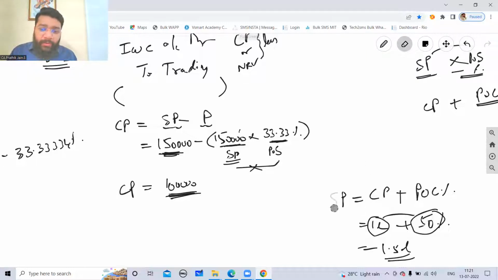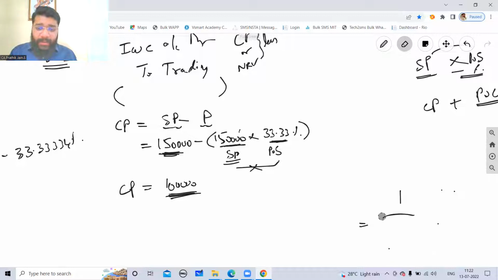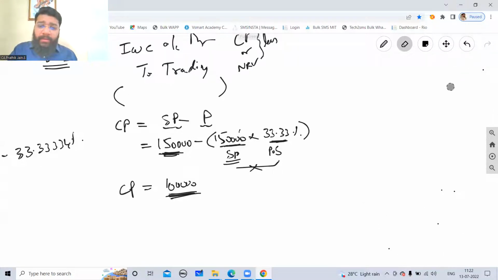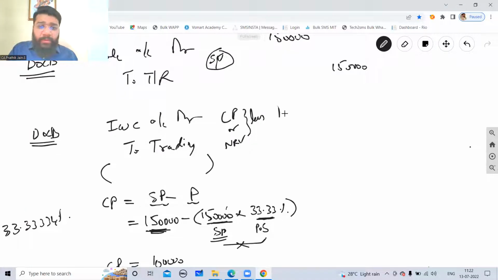Online people, are you clear what we did? Yes, sir. Okay. Now, guys, I got my cost price, which is 1 lakh rupees. So with this, I'll record my inventory journal entry. 1 lakh, 1 lakh. Any problem here?